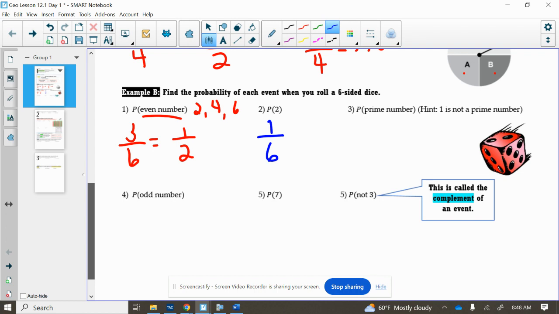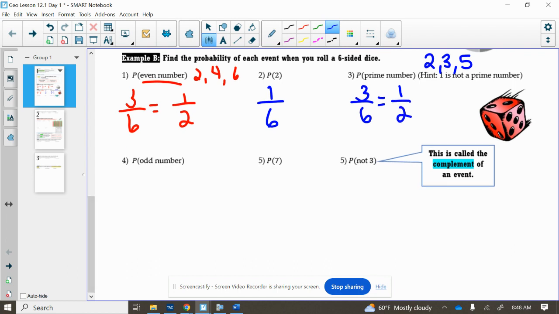And then for number 3, the event that we roll a prime number, hint, 1 is not a prime number, would be if we roll 2, 3, or 5, because 4 has factors 2 and 2, and 6 has factors 2 and 3, so those are not prime. Again, we're not including 1, so that would be 3 out of our 6 options, or 1/2. Down below, probability of an odd number would be when we have 1, 3, or 5. So again, 3 out of 6 is 1/2.